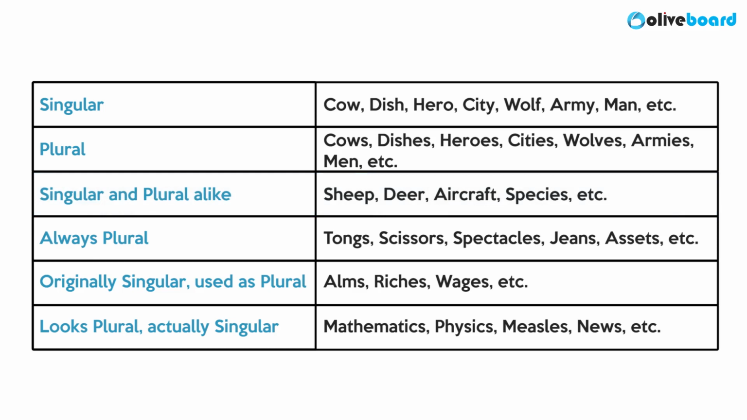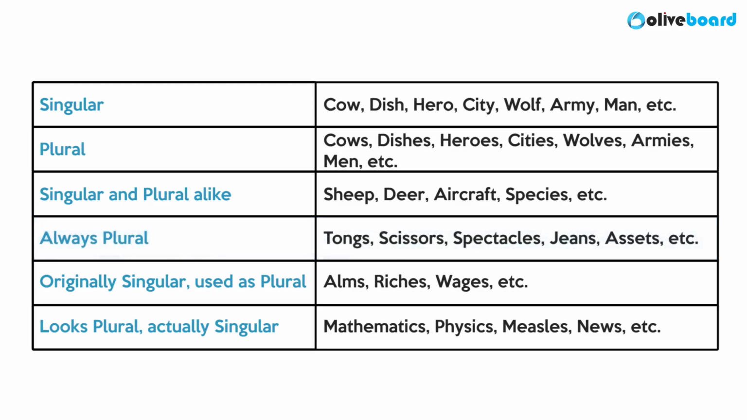Then there are nouns which are always plural. Tongs, scissors, spectacles, assets. Now for some things it is very evident. Things that have 2 arms or 2 legs, जैसे आपके jeans और pants के 2 legs होते हैं, tongs और scissors के 2 arms होते हैं, तो obviously they will be in plural form ना.